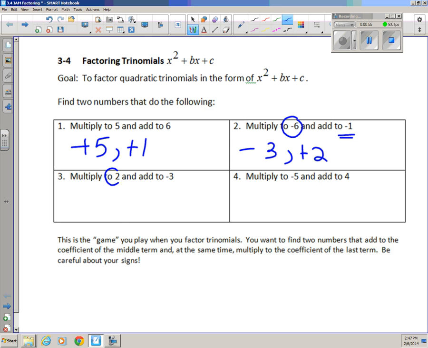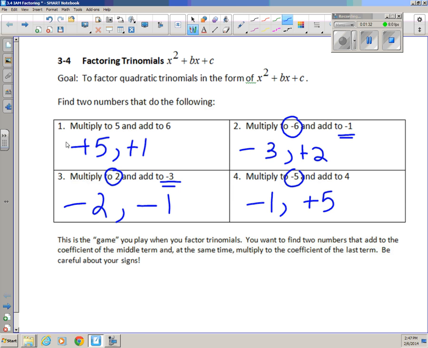Multiply to a positive value again, but add to a negative. Signs have to be the same, and both same sign numbers have to be negative. Well, things that multiply to positive 2 and add to negative 3: negative 2 and negative 1. Multiply to a negative 5, signs have to be different. At the same time, add to a positive 4. In this case, the bigger number has to be positive. So if I take a look at positive 5 and negative 1, that multiplies to negative 5, but adds to positive 4. So this kind of game is the one that you play when you try to factor trinomials.